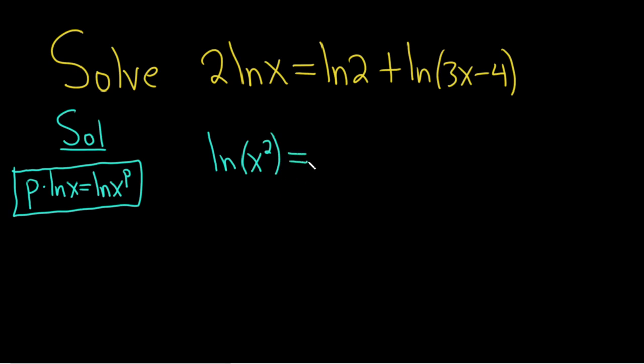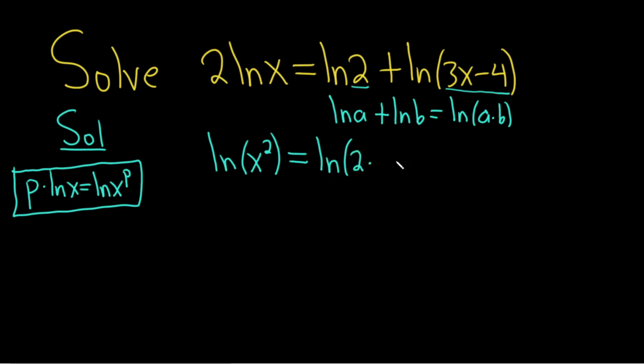This is equal to, over here we can use another formula. It says if you have the natural log of a plus the natural log of b, that's equal to the natural log of a times b. This one is called the product rule for logarithms. So here our a is 2 and our b is 3x minus 4. So this is the natural log of 2 times parentheses 3x minus 4.